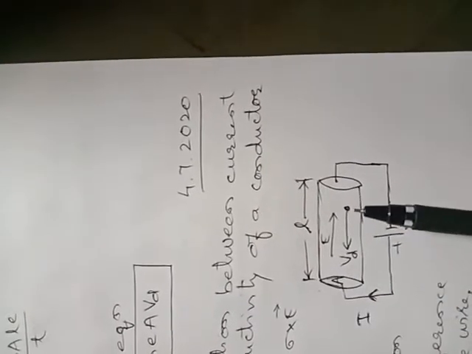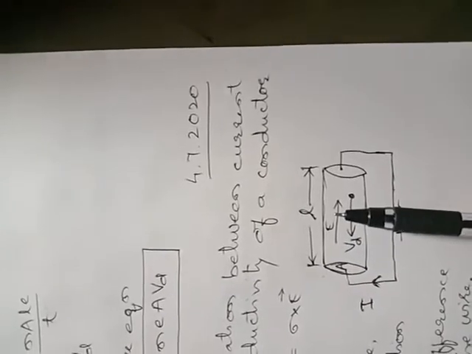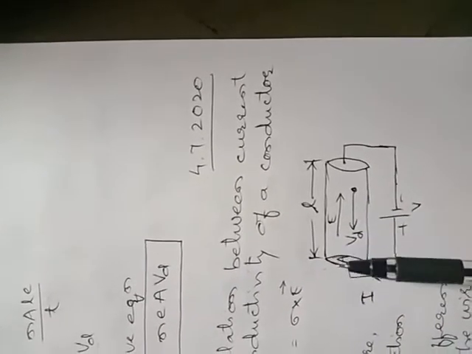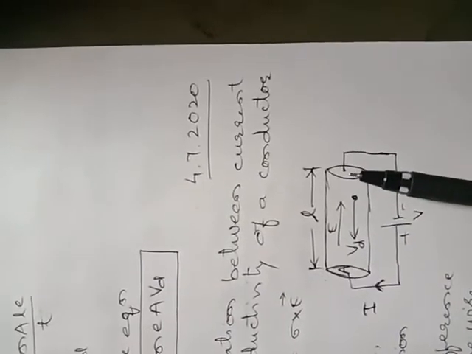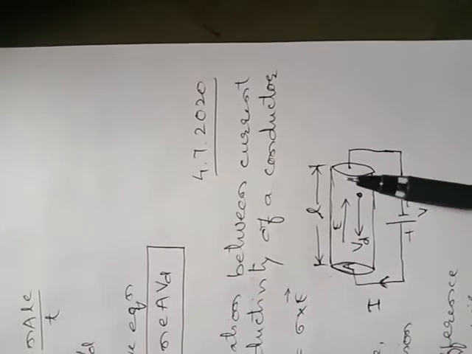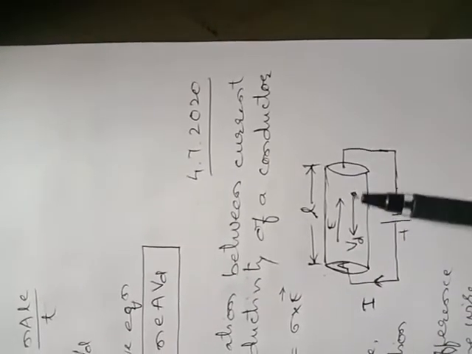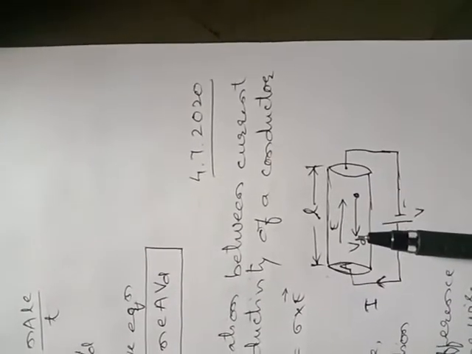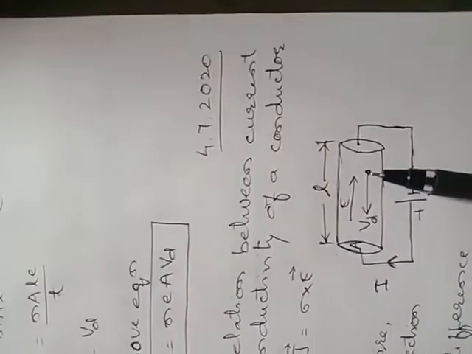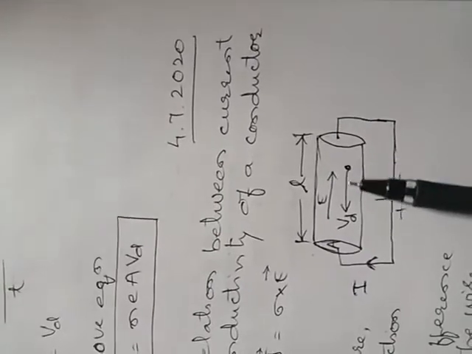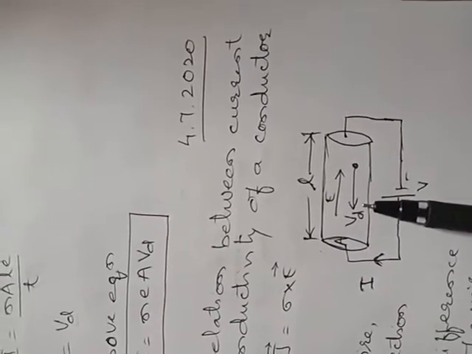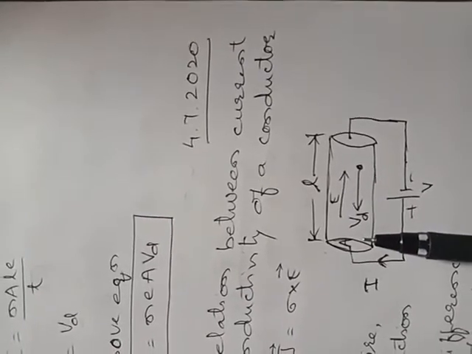Already we know the theory that the electric field is created because of the positive potential and the negative potential. Because of this negative potential, all the electrons present here will be repelled, or they will be given a force. That force is equal to minus eE. And with that force, the electrons are dragged or drifted towards the positive potential.